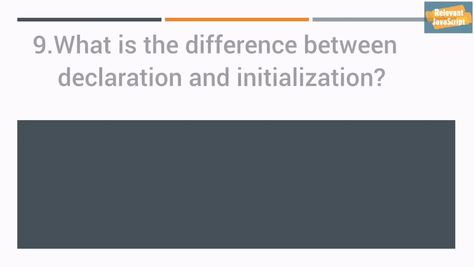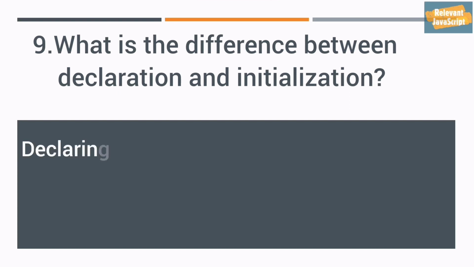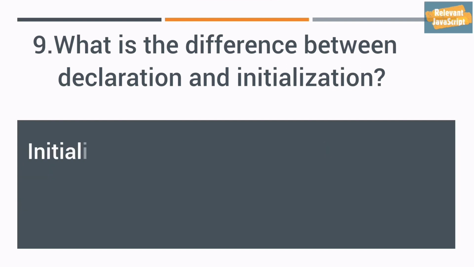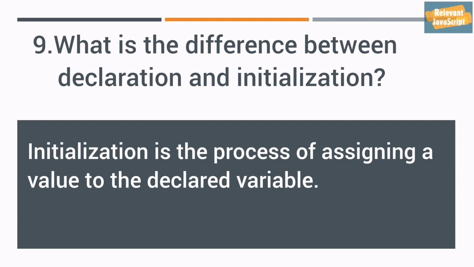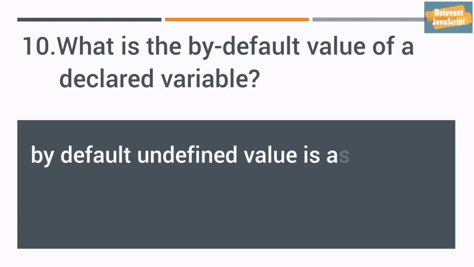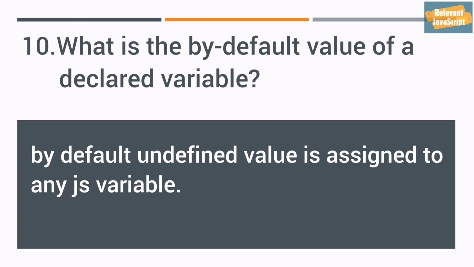Ninth question. What is the difference between declaration and initialization? Declaring a variable means to introduce a new variable to the program but not giving any value to it. And initialization is the process of assigning a value to the variable. 10th question. What is the default value of a declared variable? Undefined is the default value of any JS variable.